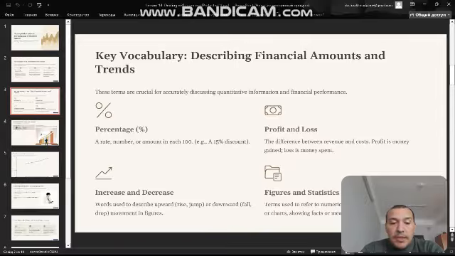Increase and decrease. Words used to describe upward movement, rise, jump, it is increase, and downward movement, fall, drop, in figures. Figures and statistics: terms used to refer to numerical data, often presented in reports or charts showing facts or measurements.